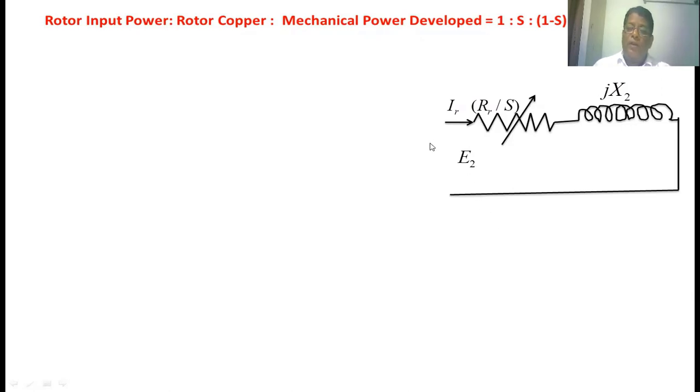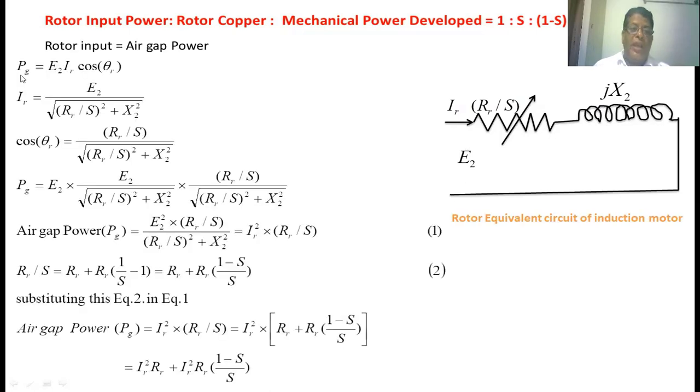Now, what is the power we are giving to the rotor? Nothing but air gap power or stator output, because there is no power wasted in the air gap of an induction motor. Now, the air gap power, represented with P suffix G, equal to E2 into IR into cos theta R. E2 is the voltage applied to this circuit. IR is the current which is passing through this circuit. Cos theta R is the power factor of the rotor.